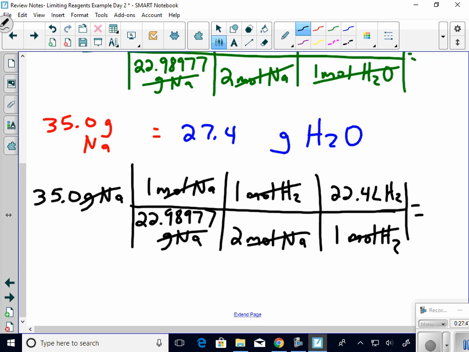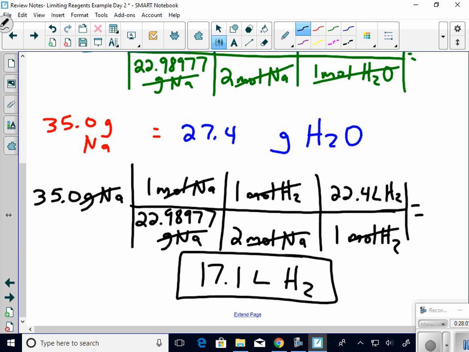And I come up with a value of, just checking, 35.0 tells me that I have 3 sig figs. And I have 17.1 liters of hydrogen gas.